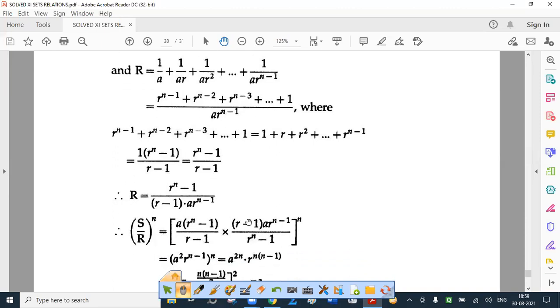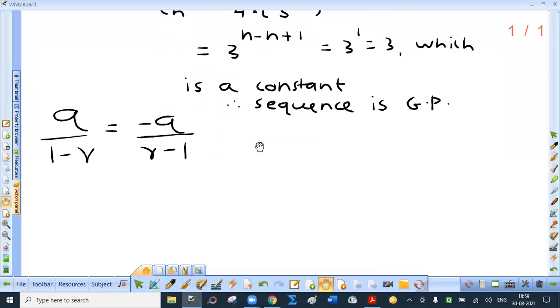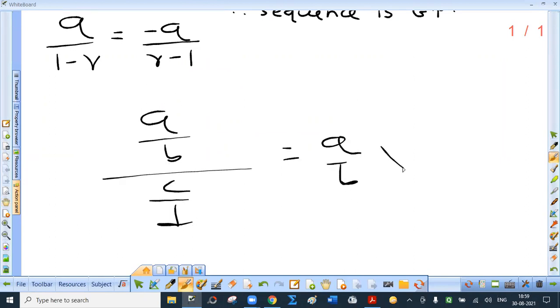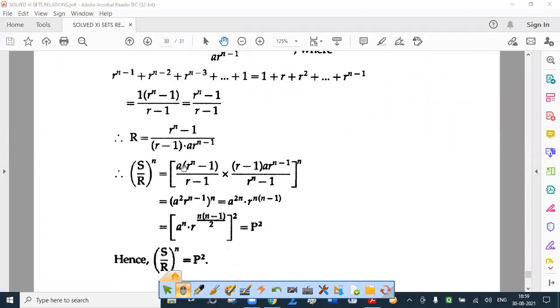Now we are asked to verify that S upon R raised to n. So what is S? This is S upon R. Now 1 upon R, so this goes to the numerator. I hope you remember this. A upon B, okay, I share that also. See, what is difficult? These basic things. A upon B upon C upon D is what? A upon B into D upon C. That is why you will see this term in the numerator, raised to n. Now, what gets cancelled? r raised to n minus 1 gets cancelled. r minus 1 gets cancelled.